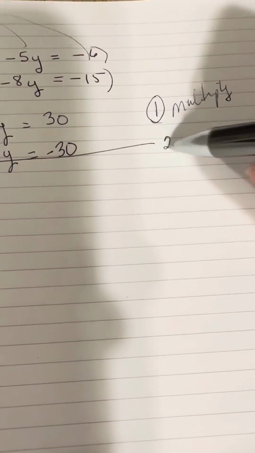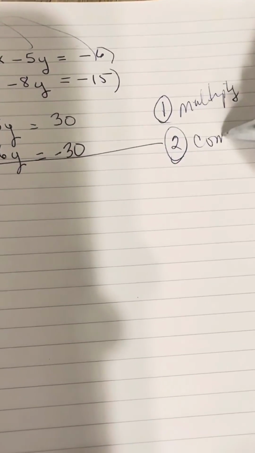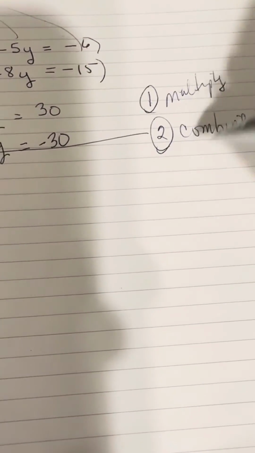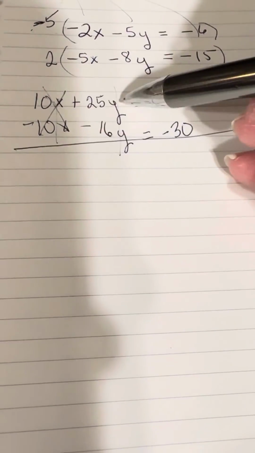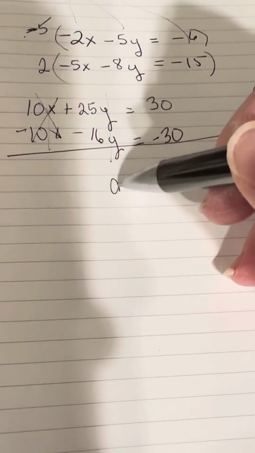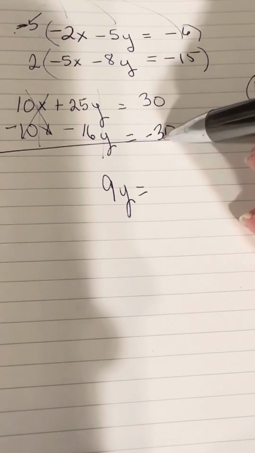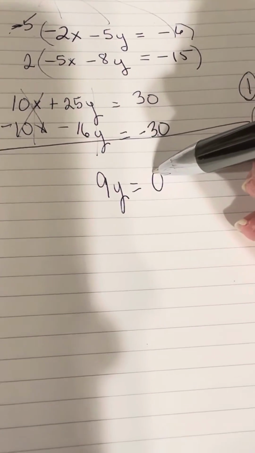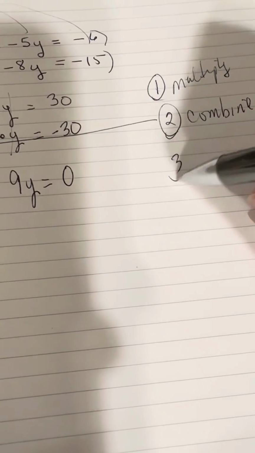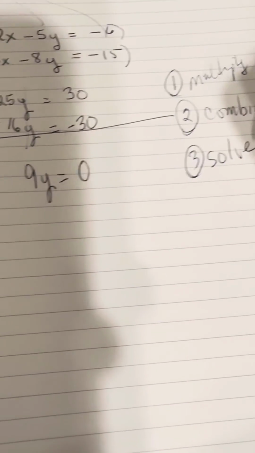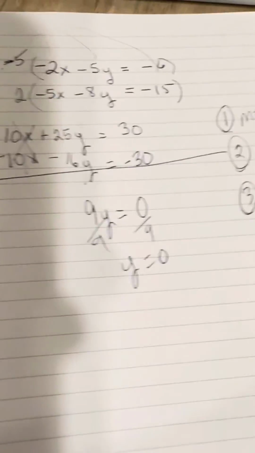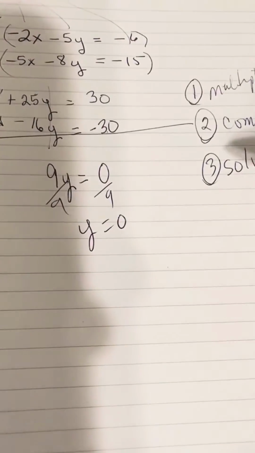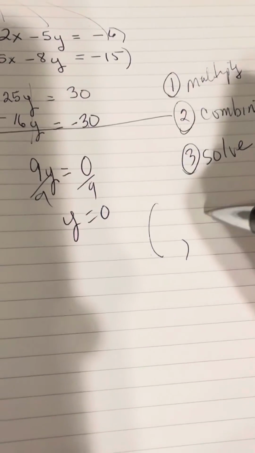Once you multiply everything to make it so you can cancel out, you combine each of the equations. And so we're going to combine this. When we combine that, the x's canceled out. So this becomes 9y, and this becomes 0. And then you solve for the letter that you've got left. So if I divide by 9, I have 0. And so y is 0.